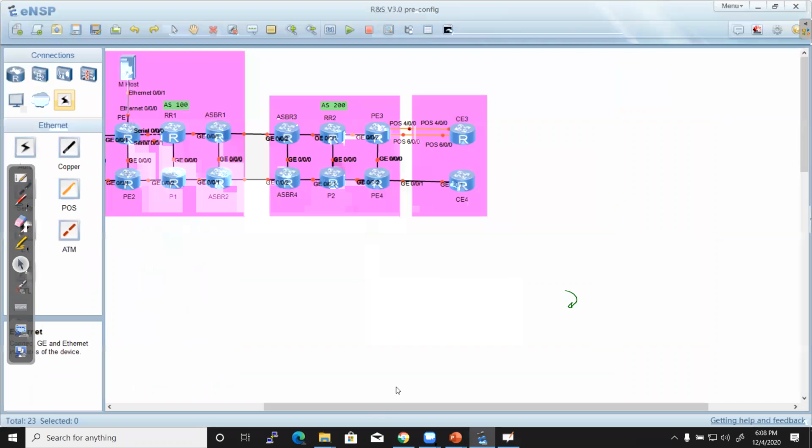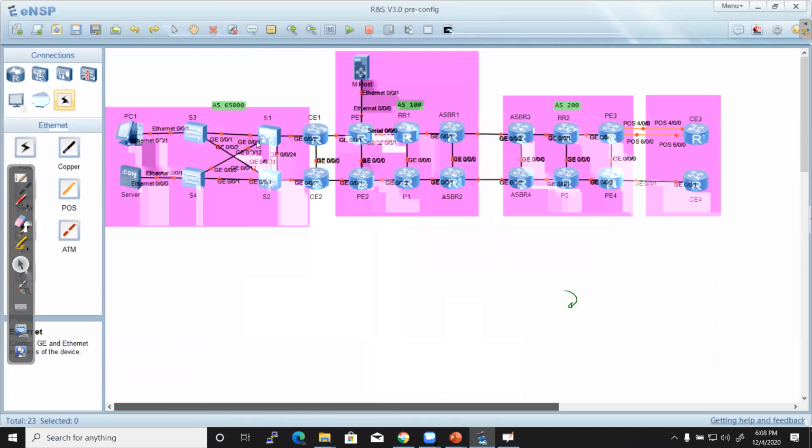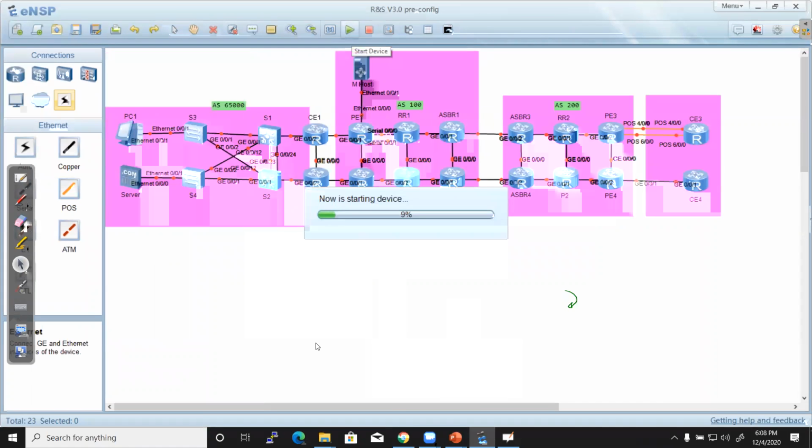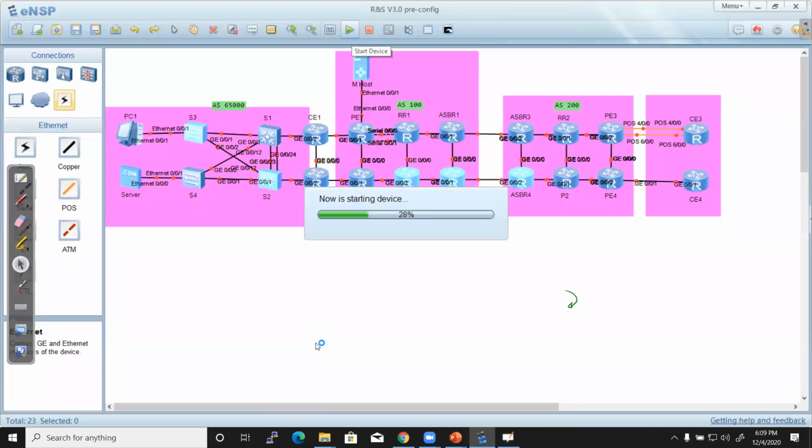This is SCIE lab, and you guys can see we are bundling these two interfaces. So let me load this topology. Let me start this. By the way, this is SCIE lab, the expert level.